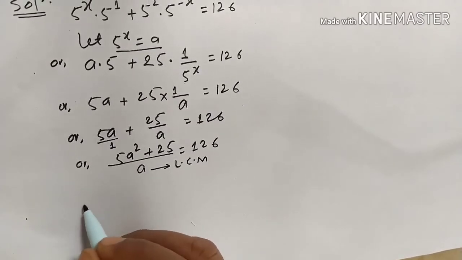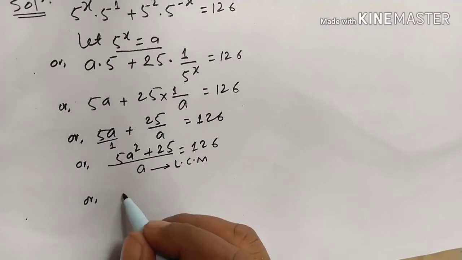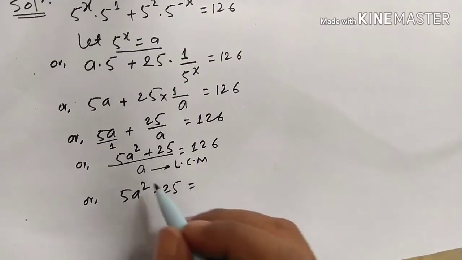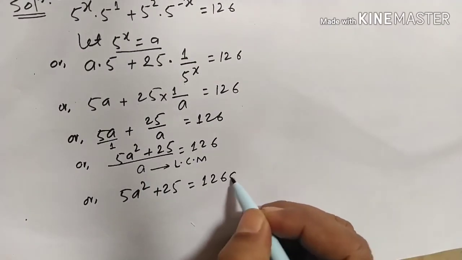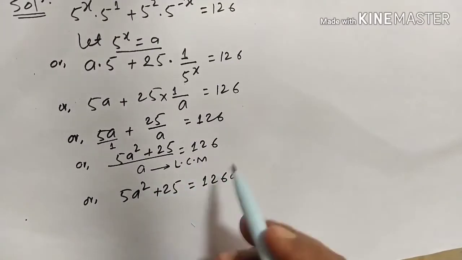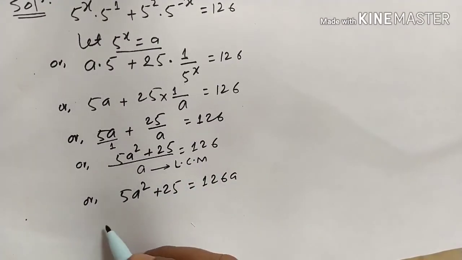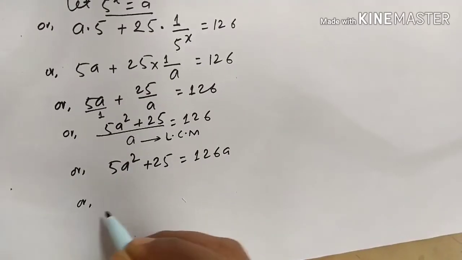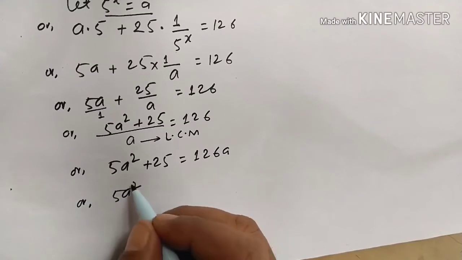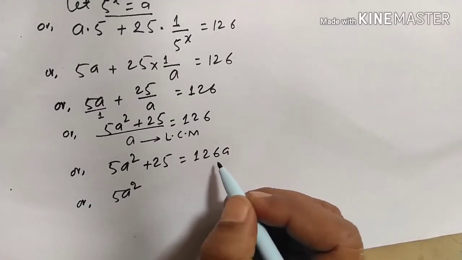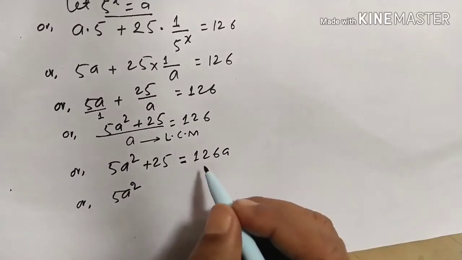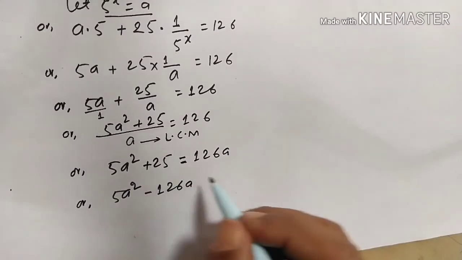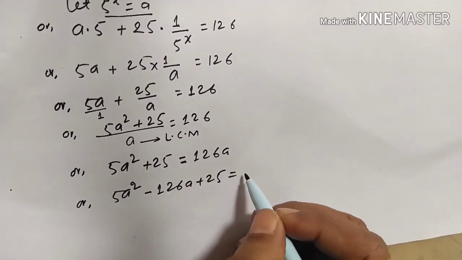and you can see here 5a square plus 25, 126 into a, 126a. You will get like this if you do cross multiplication. And now 5a square, when this term 126a comes to the left of is equal to, sign of 126 will be minus 126a, and this plus 25 is equal to 0.